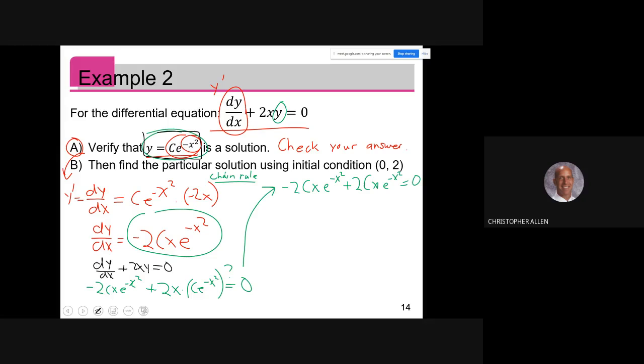Okay, is it clear now? These two things are opposites. So 0 is equal to 0. It checks, and the answer is, yep, it's a solution. Does that make sense?